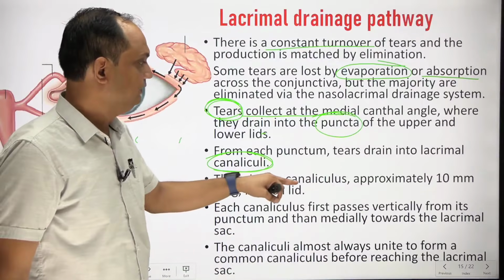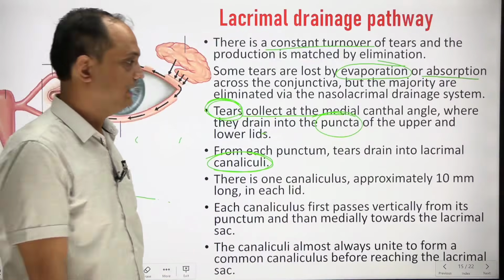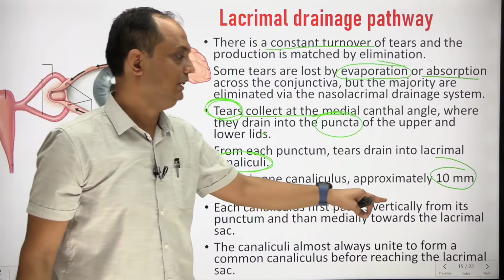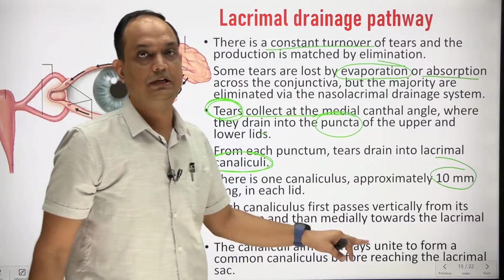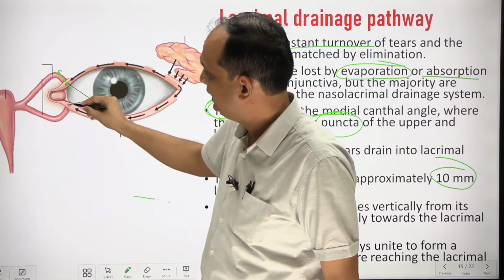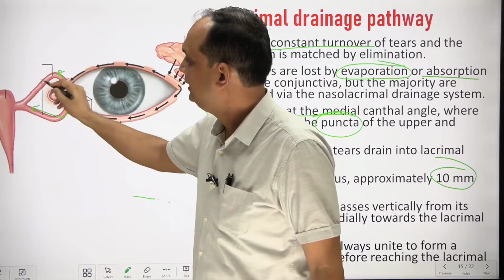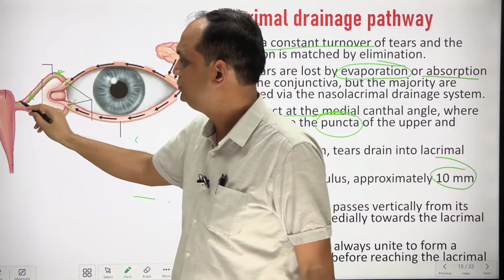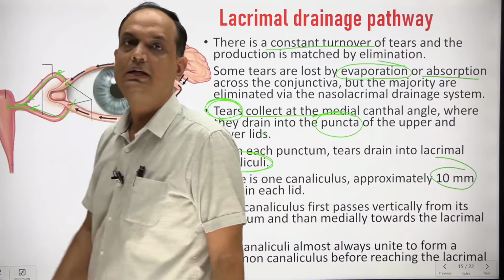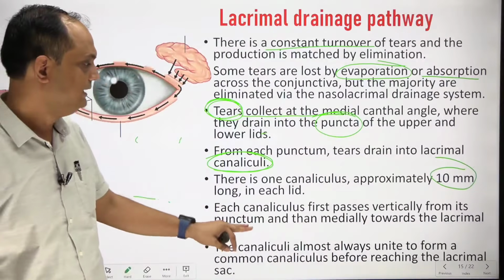The canaliculi are one for each eyelid, and they are 10 mm long. The canaliculi first pass vertically and then turn medially. If you see this diagram, these canaliculi first go vertically and then turn medially. After that, both canaliculi join to form a common canal, and ultimately this will open into the lacrimal sac.